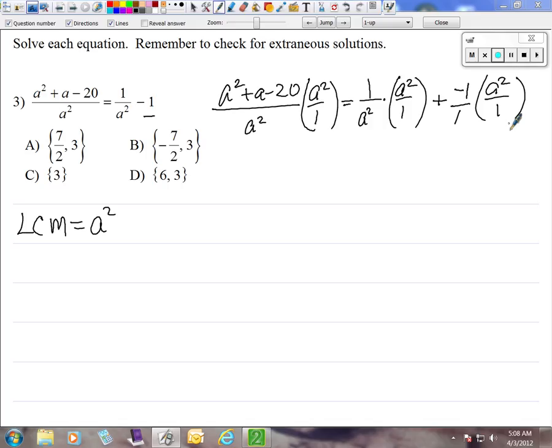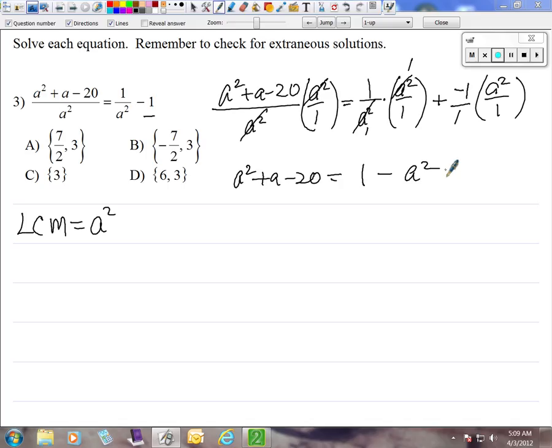Okay, let's look at this. Pretty simple. The a squareds cancel, making a 1. A squared plus a minus 20 equals. Now we have a squareds canceling. Now a lot of kids here will put a 0. No, no, no, no. 1 is always what we're getting when we cancel. If everything cancels, it's a 1. Now here, negative 1 times a squared is a minus a squared.